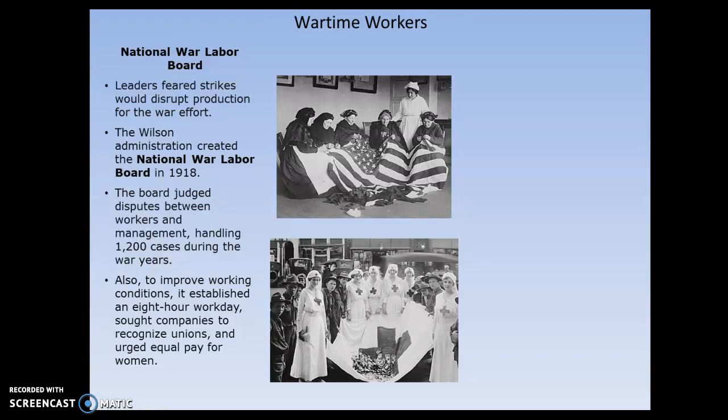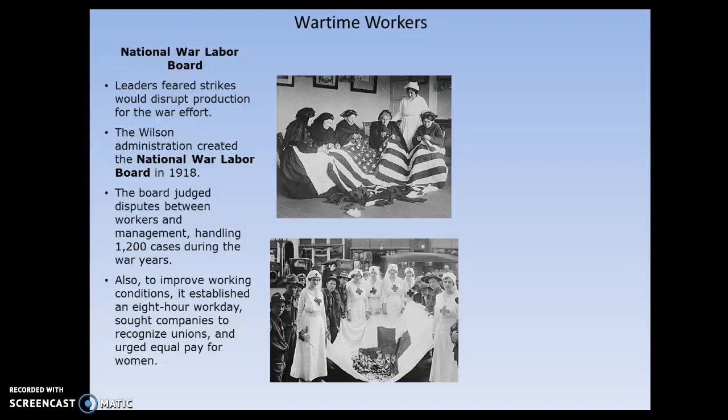The National War Labor Board leaders feared strikes would disrupt production for war efforts, so the Wilson administration created the National War Labor Board in 1918. And the board judged disputes between workers and management, kind of acting like a middleman, and handled 1,200 cases during the war years. Also, to improve working conditions, it established an 8-hour workday, sought companies to recognize unions, and urged equal pay for women.